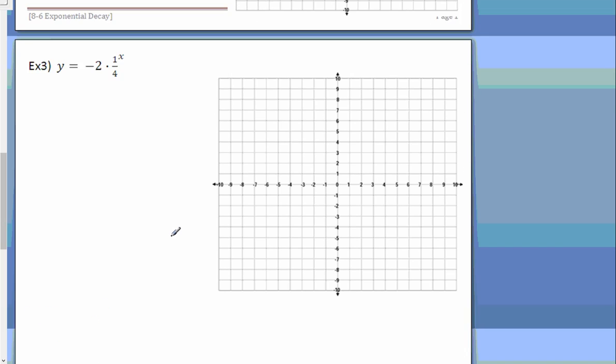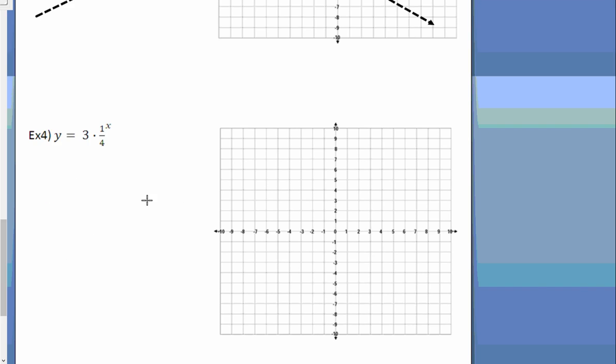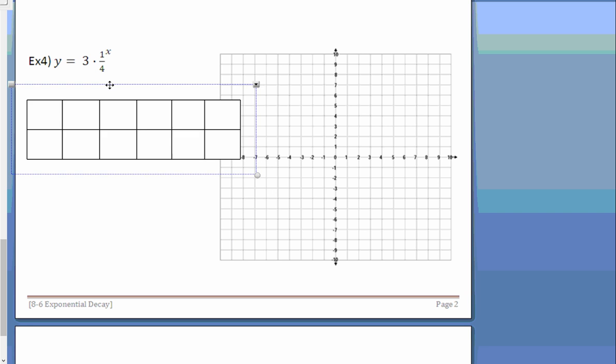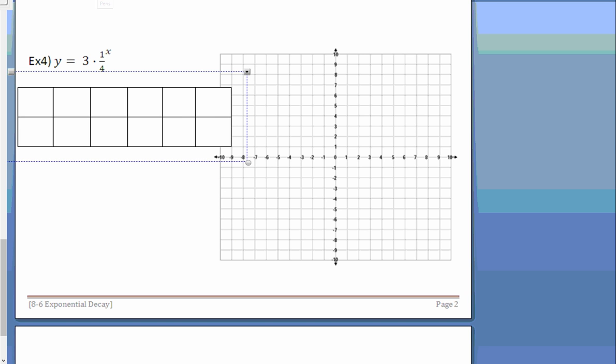Example 3. I'm actually going to skip example 3 and go directly to example 4. You can just strike that out if you want. But I'm going to go down to example 4, and that'll be our last one. All right, so one more table. Just like before, here's x. Here's 3 times (1/4)^x. And this is going to be -2, -1, 0, 1, and 2.